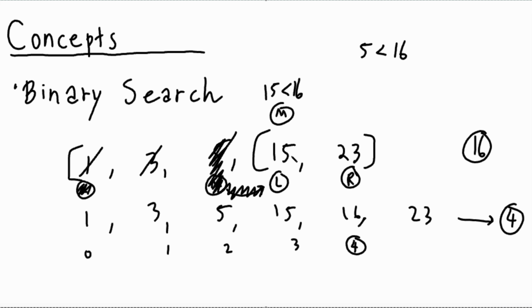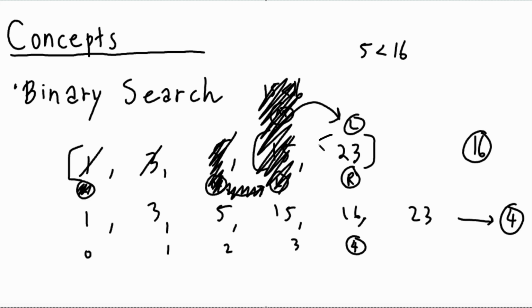Therefore, let's repeat the algorithm, right? The algorithm says if the element at the current middle position is less than the target, then we have to update the lower bound. The lower bound gets incremented 1 above the middle counter. So we move L to right here. And we can rule out 15 as the position to insert our target 16. So now we only consider 23, where the left and right pointer point to the same element, 23.